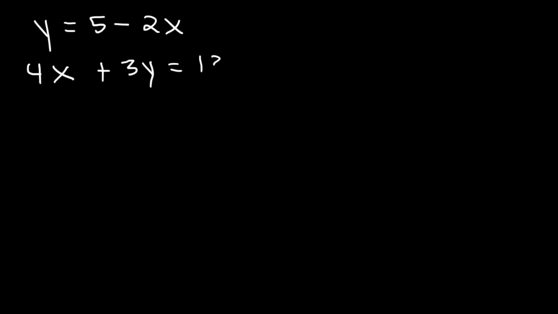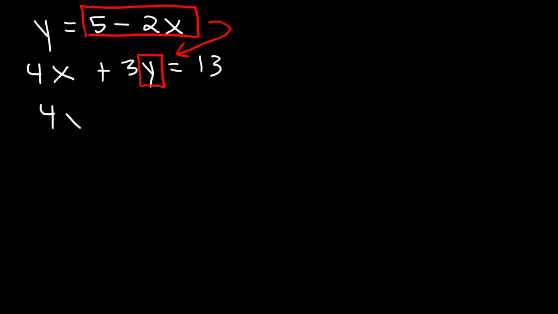In this lesson, we're going to talk about how to solve a system of two equations using substitution. So the first equation that we have is y is equal to 5 minus 2x, and the second one is 4x plus 3y is equal to 13. So what should we do here if we want to solve by substitution?